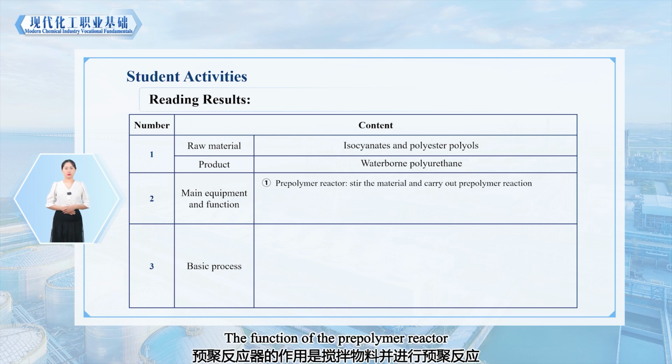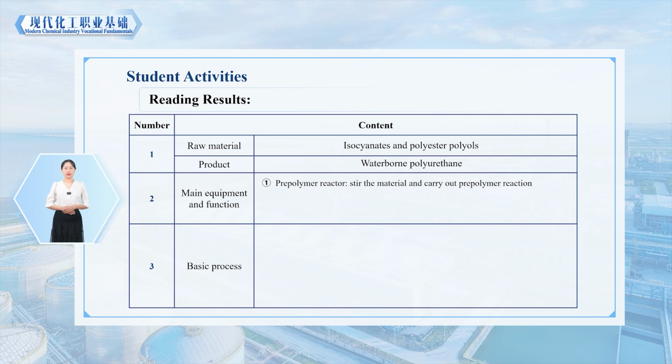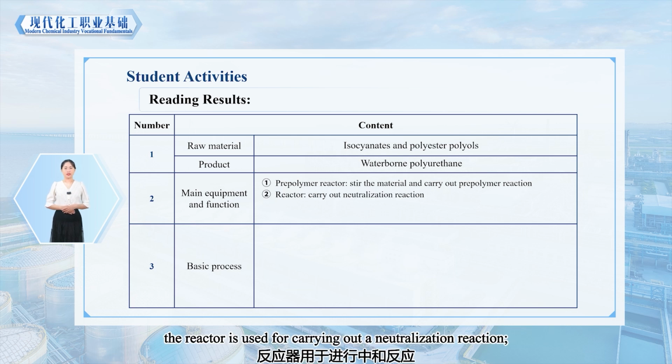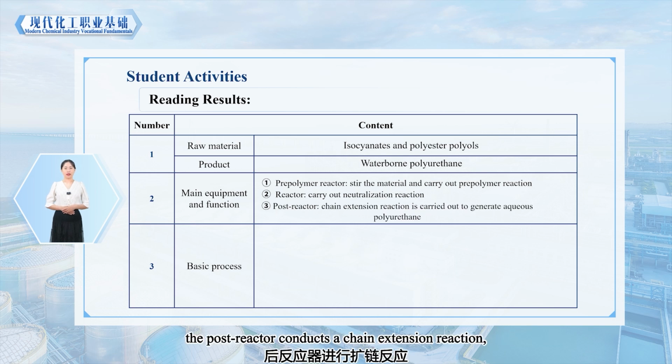The function of the prepolymer reactor is to stir the materials and carry out the prepolymerization reaction, like initially mixing ingredients to allow them a preliminary fusion. The reactor is used for carrying out a neutralization reaction. The post-reactor conducts a chain extension reaction, ultimately producing waterborne polyurethane.